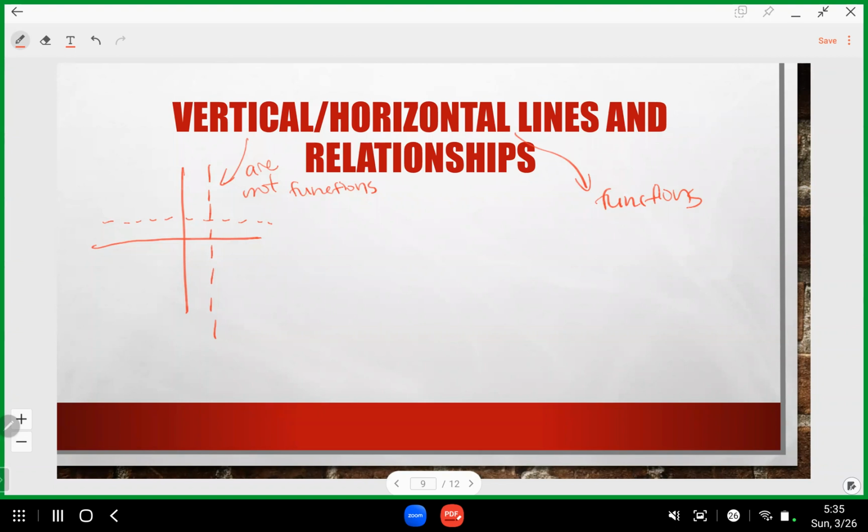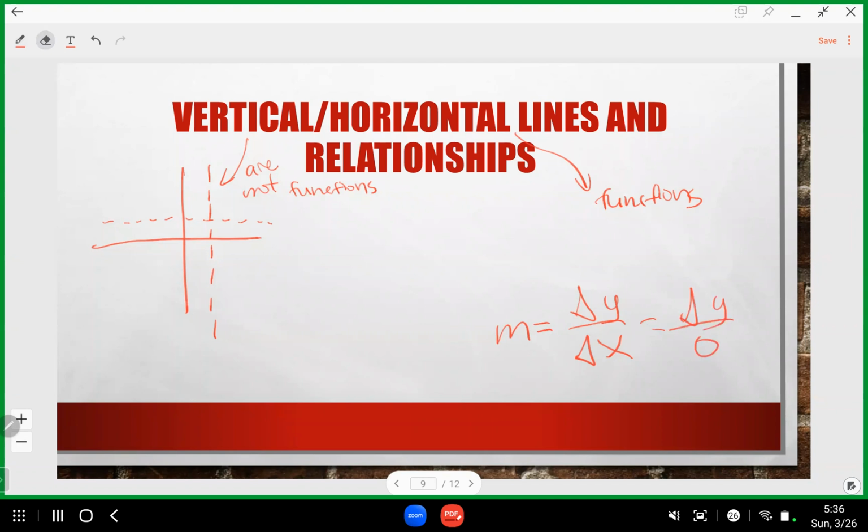Second of all, as you can see here, the m is change in y over change in x. And from the vertical line, we can see that the change in y can be really anything, but the change in x is always 0. So we're dividing the change in y over 0, which is undefined. Therefore, the slope is undefined, everything is undefined, it's just not a function.